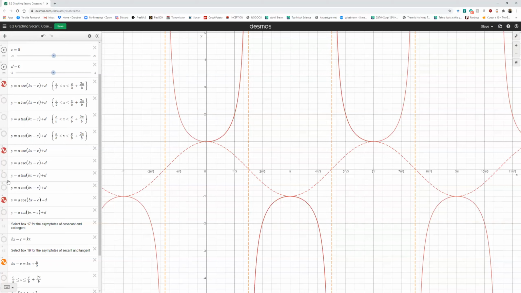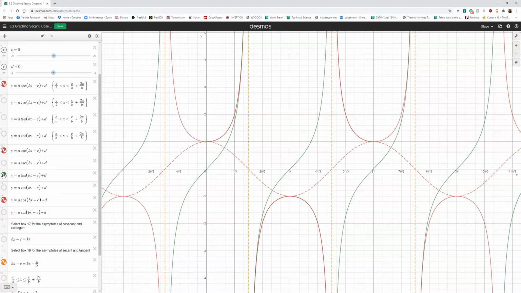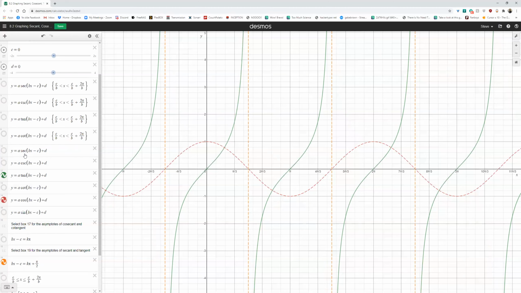In addition to secant, I'm also going to put tangent up, since tangent would be the other trig function that has a denominator of cosine. And we can see similar things are happening here, where secant and tangent share the same asymptotes because they share the same denominator, which means they're both going to have trouble whenever cosine is equal to 0, which is what creates those asymptotes.